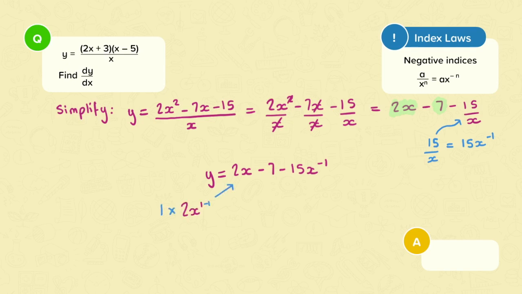So, 2x differentiates to 2, minus 7 is a constant term, so it disappears when we differentiate, and minus 15x^(-1) differentiates to 15x^(-2). Our answer is dy by dx equals 2 plus 15x^(-2).